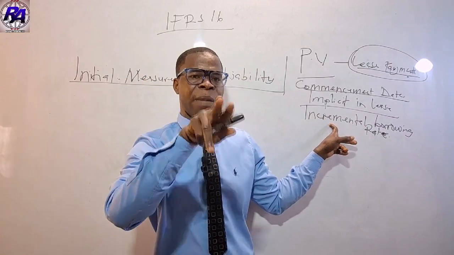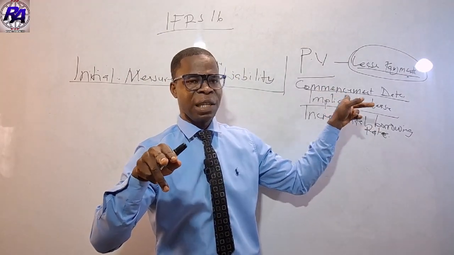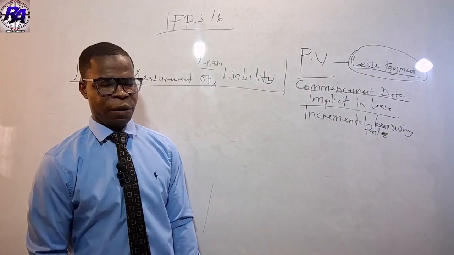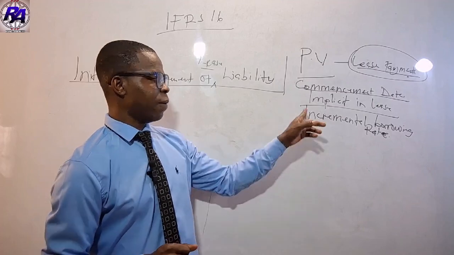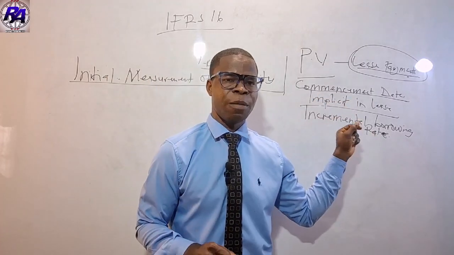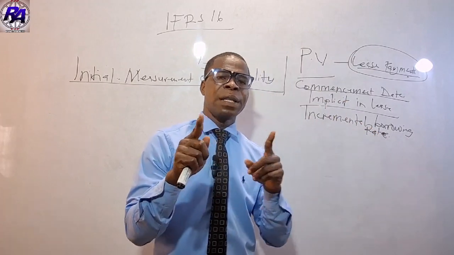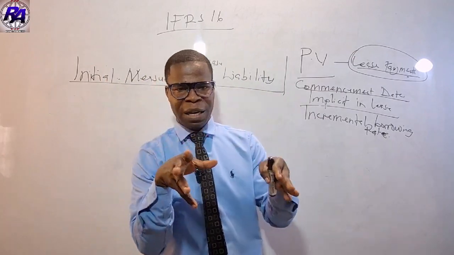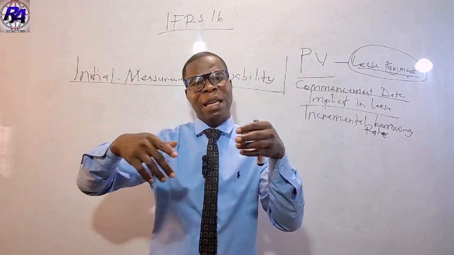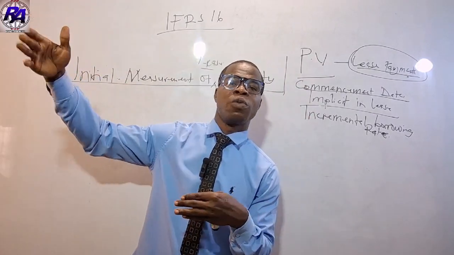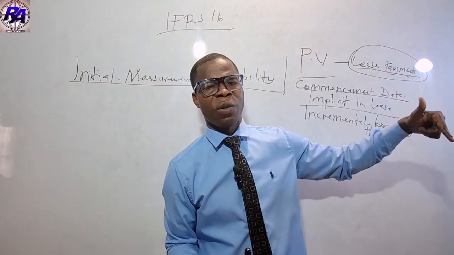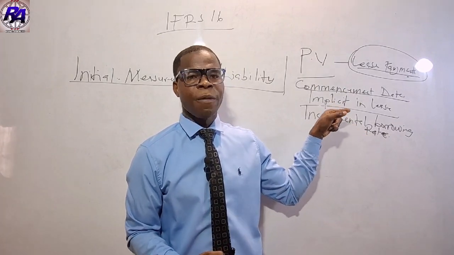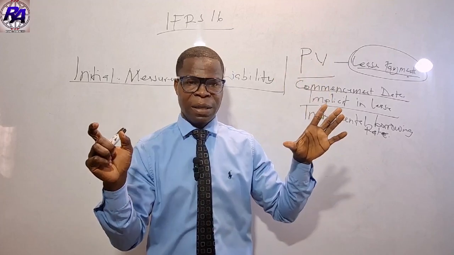So if the two are present in a particular question, we go for the implicit interest rate, or the interest rate that is implicit in the lease. Please take note. But if we cannot determine the implicit rate, we are going to use the incremental borrowing rate of the lessee. If the rate implicit in the lease cannot be determined, it may be 12%, but the incremental borrowing rate of the lessee is 14%, then we will go in for the 14% because the other one cannot be determined.